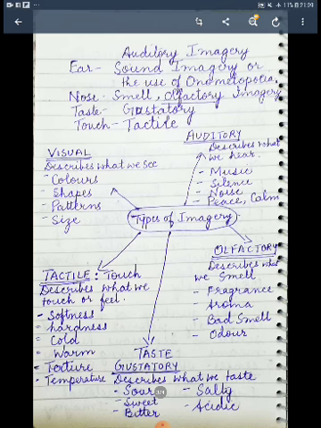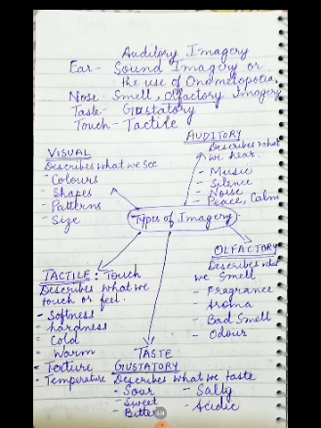Then we have the olfactory imagery, describes what we smell: fragrance, aroma, bad smell, odor. Then we have the taste or the gustatory, describes what we taste: sour, sweet, bitter, salty, acidic. And then we have the tactile or the touch, describes what we touch or feel: softness, hardness, cold, warm, texture, and temperature. So all these imageries are very frequently used in the odes of Keats.